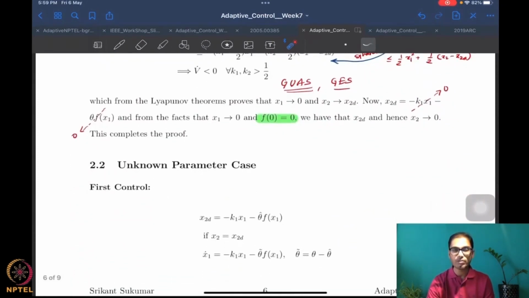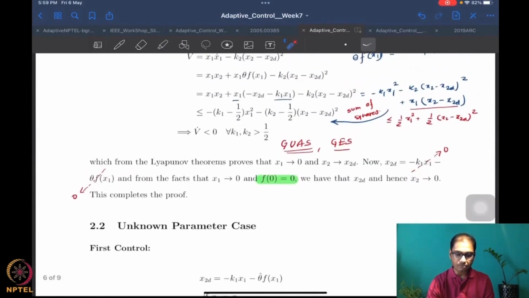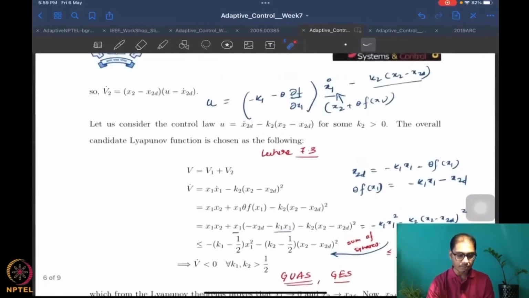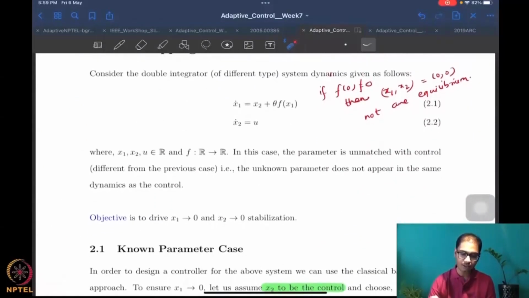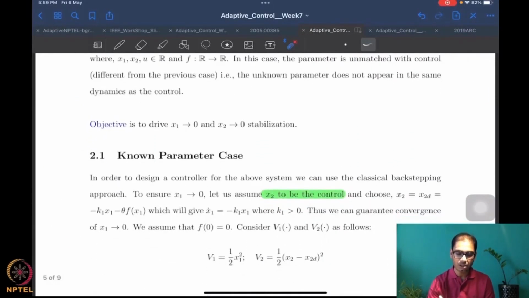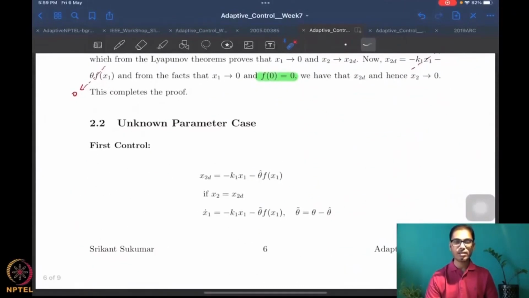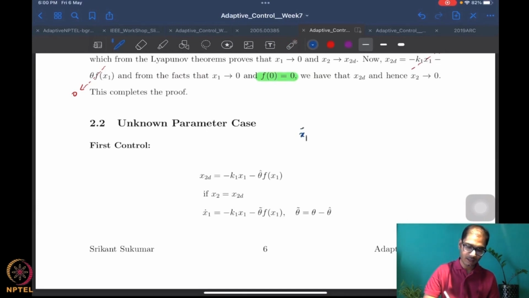So what happens in the unknown parameter case? Of course in the unknown parameter case, as you can see, I cannot have an x2 desired, because I think of x2 as a control. So I cannot have x2 desired with the theta, because I don't know theta. So there's no question of implementing a theta. Therefore, the first step is again standard certainty equivalence, because we're just looking at the first system. So the first system is x1 dot is x2 plus theta f of x1, with this as what one would call a pseudo control.